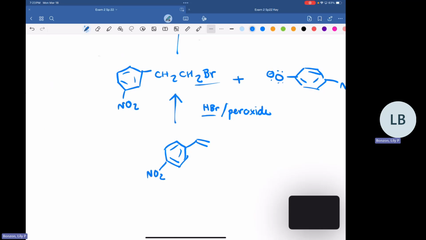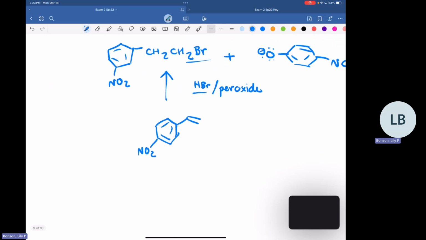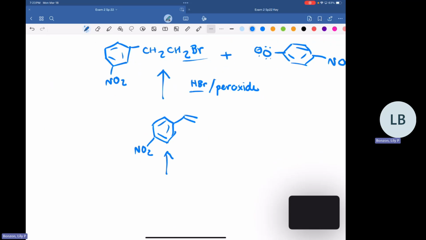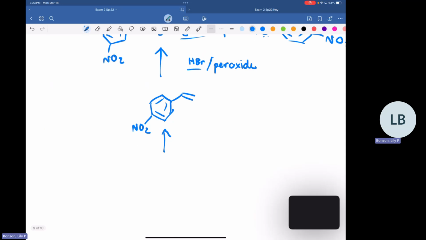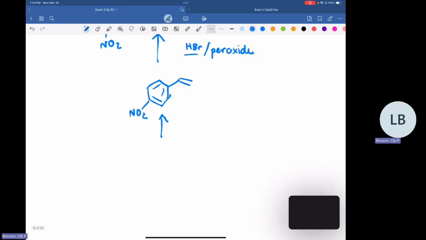So we've got that. And then going backwards, we've got a double bond. Easiest way, in my opinion, to make the double bond, H2SO4 and heat. So we've got our dehydration from an alcohol.